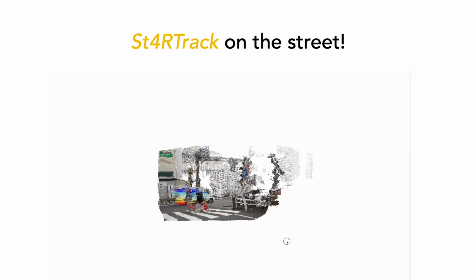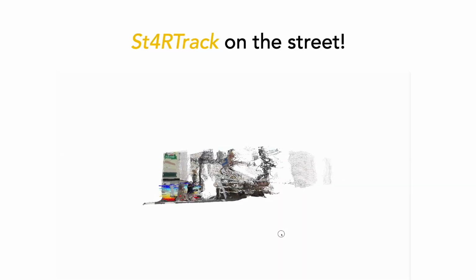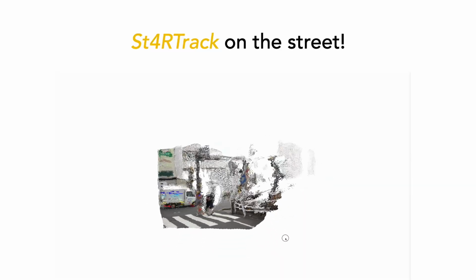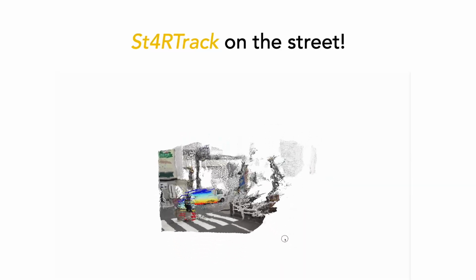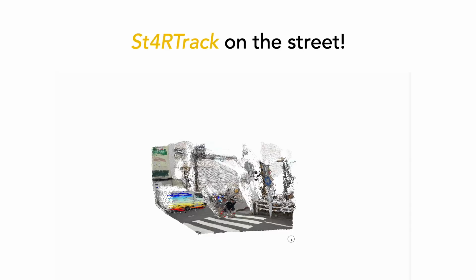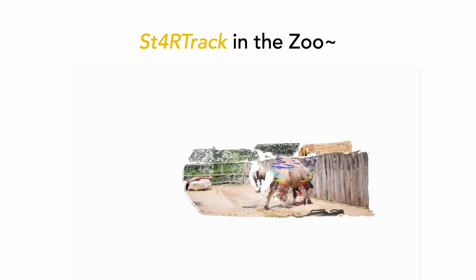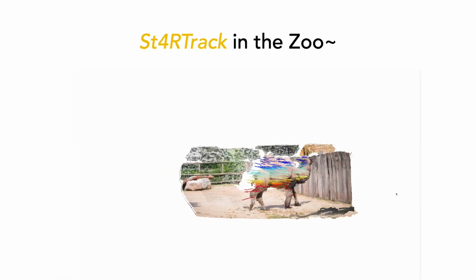So here are just some qualitative results. Here you can see there are actually two point maps, and one is the first branch that's tracking, and the other is the second branch that does the reconstruction. And that gives you both the reconstruction and the point tracks.